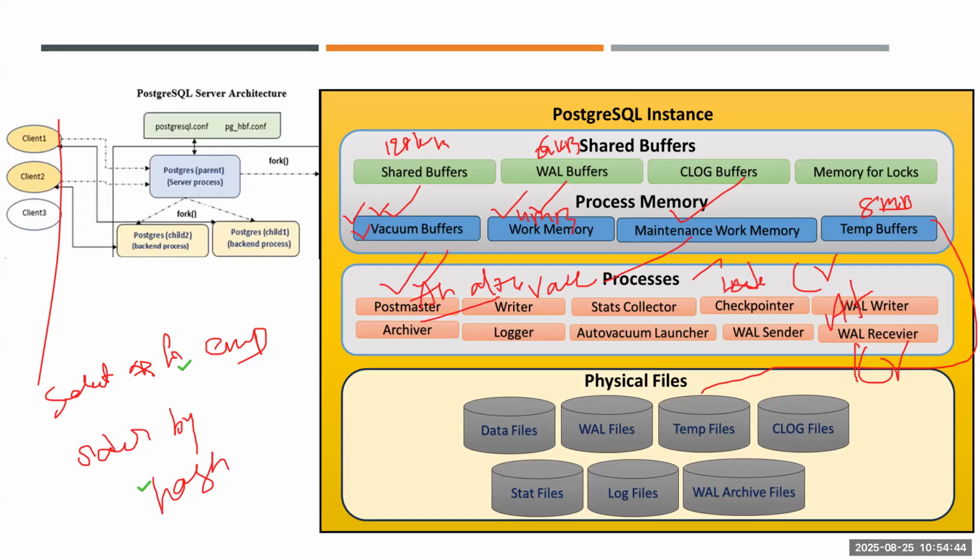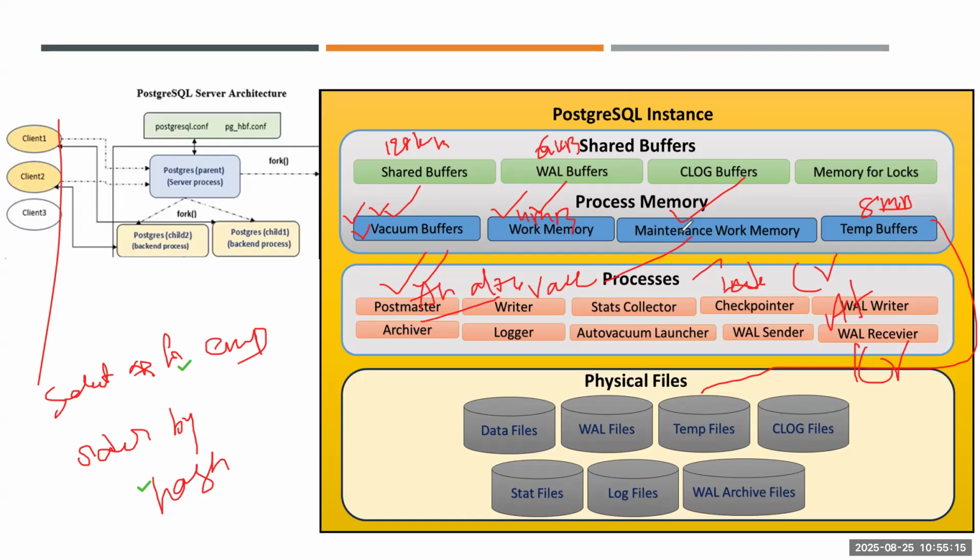Yeah, sorry, I'm back. Okay, so maintenance work mem. This is very important. When you are vacuuming, creating indexes, altering indexes, and creating foreign keys, all that background work uses maintenance work mem. When you are sorting, ordering, hashing, work mem is used. When you are using any temp tables, temp buffers are used.